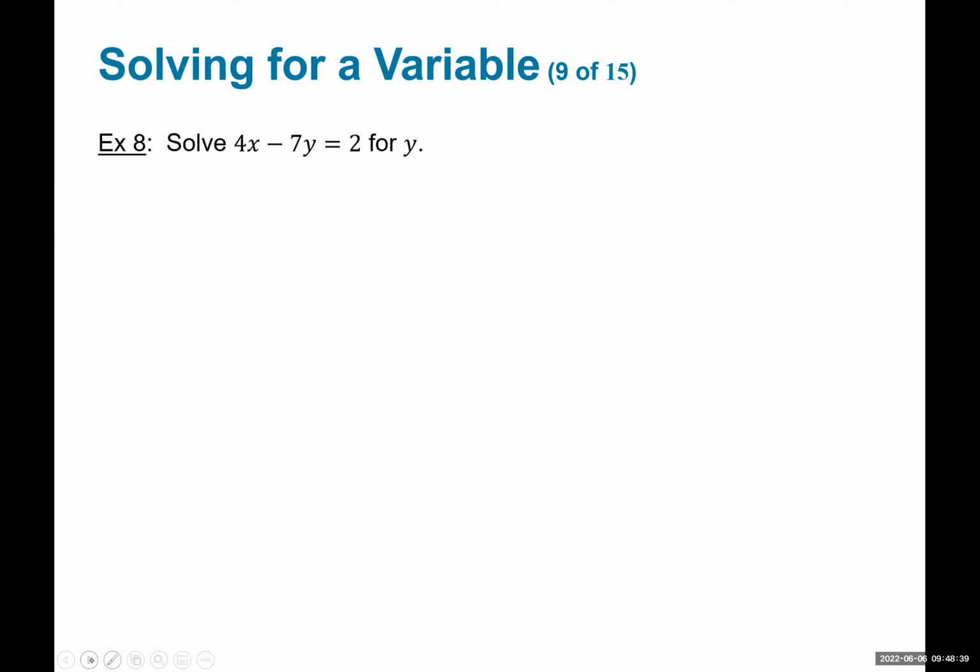Okay, example 8. We're going to do this one. Notice that it has 2 variables. That was that objective that said we're going to learn how to solve equations with 2 variables. You cannot solve an equation that has 2 variables for a number. Like you can't do that because you don't have enough information. Instead, you can solve for a variable.